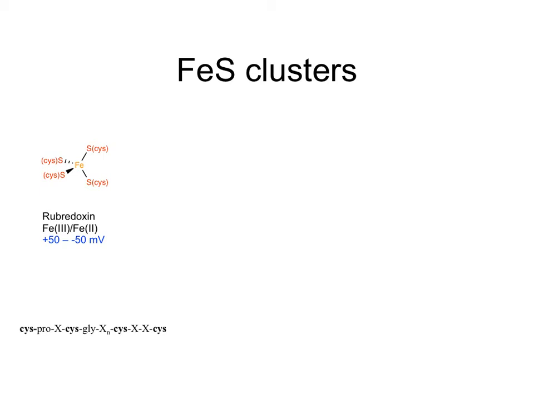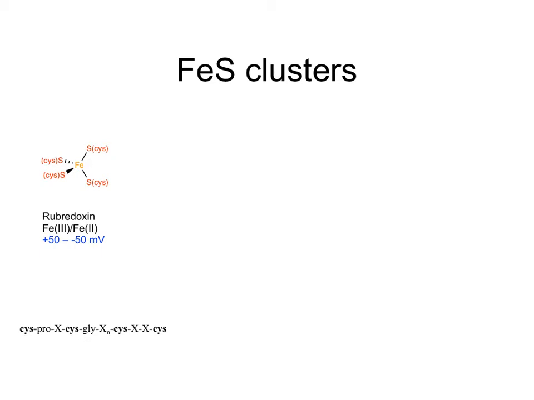This is for electron transport from one protein to another. Electrons move from an iron-sulfur cluster on the surface of one protein to an iron-sulfur cluster on the surface of a second protein. And since electron transfer falls off very strongly with radius, these tend to be found relatively close to the outside of the protein to allow that electron transfer to take place.